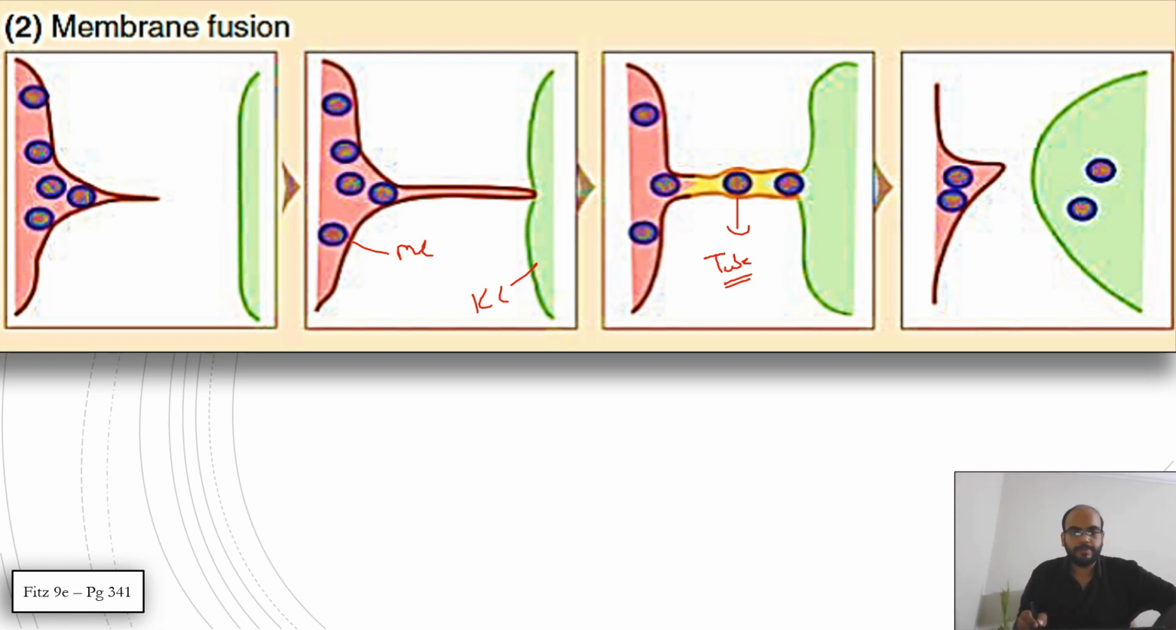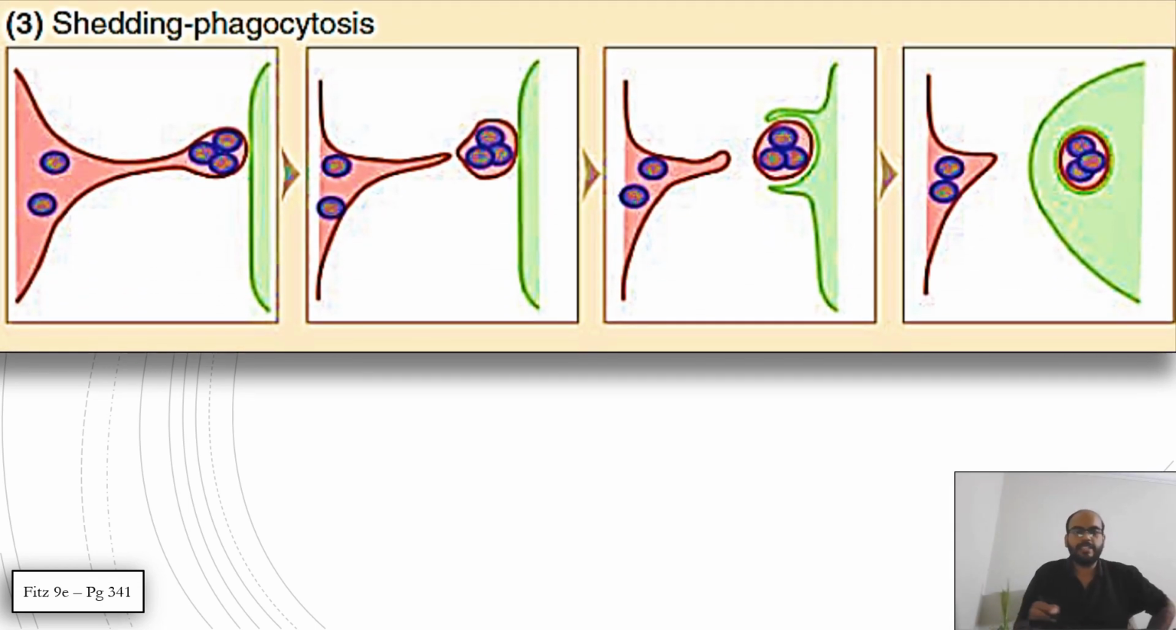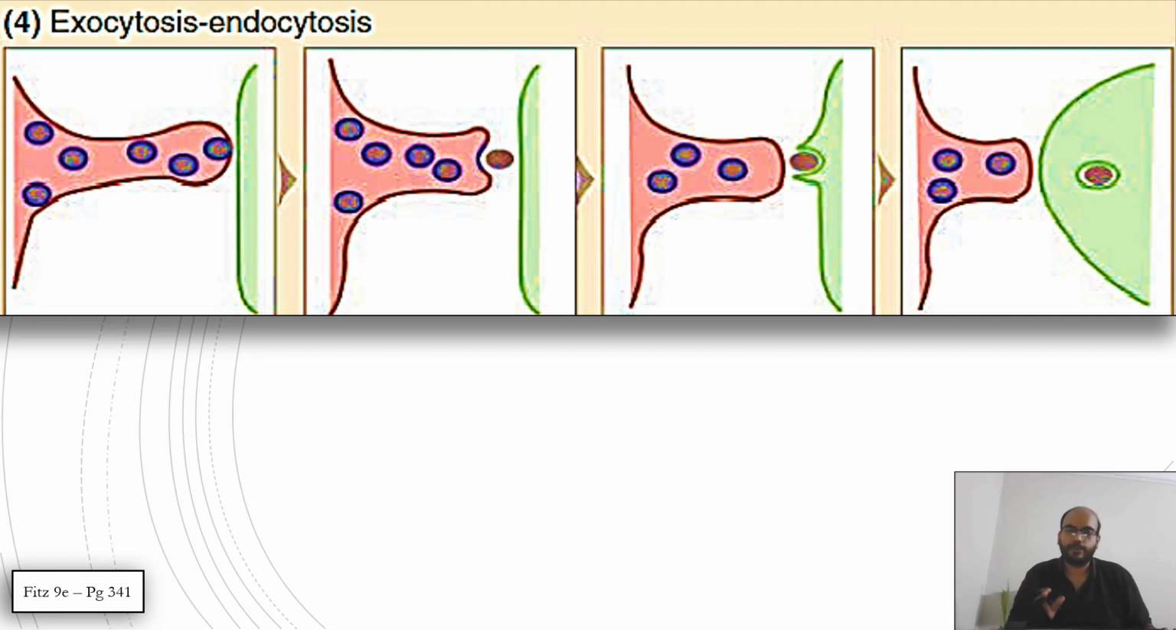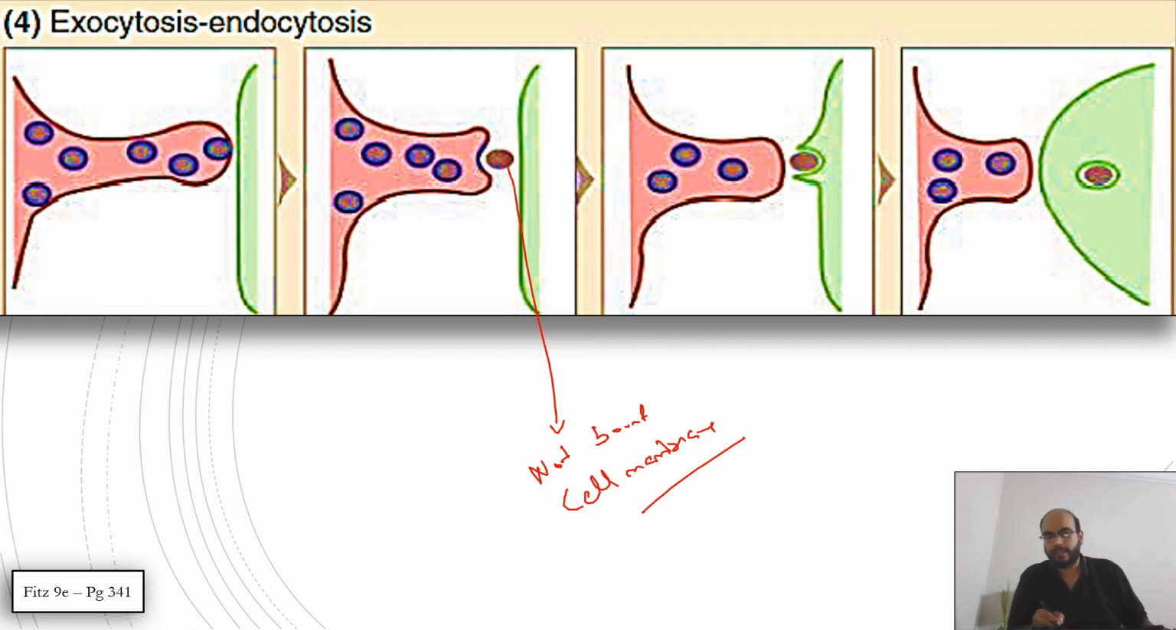Let's move forward. Shedding phagocytosis: there is shedding, a breakage of this area, and the melanosomes are free for some time, and then they are taken up by keratinocytes. So this is the third way melanosomes are transported to keratinocytes. And exocytosis-endocytosis: you release the melanosome, and it is not bound by a part of the cell membrane in this process. It is then taken up by a keratinocyte. So you leave the melanosome there and the keratinocyte takes it.